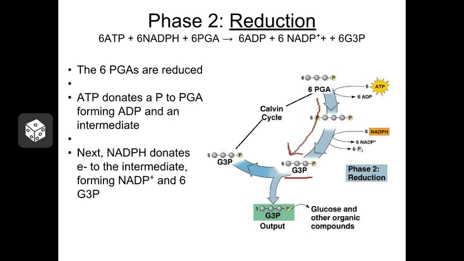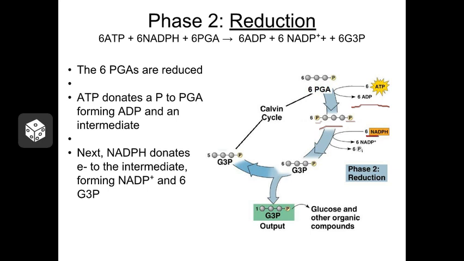Now, this process is endergonic. It requires energy. So that's where our little energy molecules that we filled up through the light reactions are going to come in. 6 of our ATPs are going to come along, and they are going to drop off 6 phosphates. They're going to add them to those PGAs, and it's going to make this intermediate product. The ATPs are dephosphorylated and now have to go back to the light reactions and get refilled.